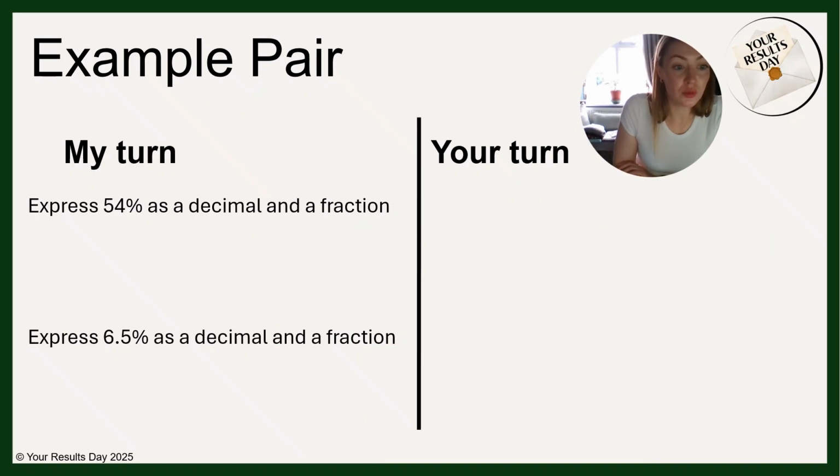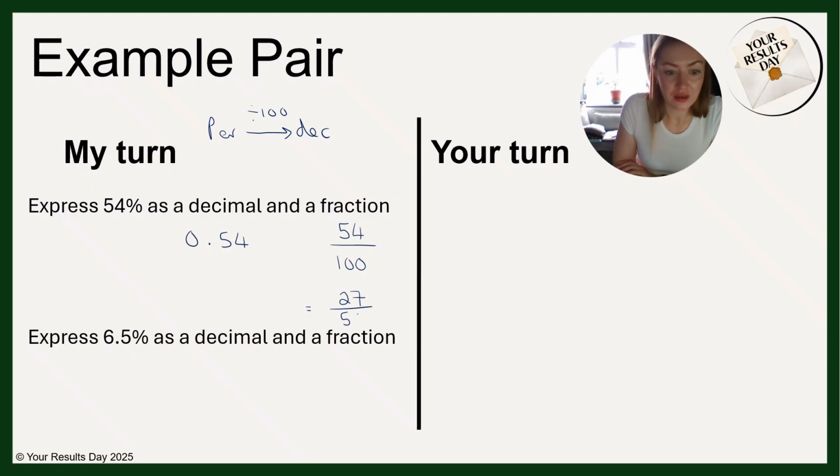So 54% as a decimal. If we're going the other way from a percentage to a decimal, we're going from the larger scale to the smaller scale. So we'll divide by 100. 54 divided by 100 is 0.54. And likewise, as a fraction, we're going to say it's 54 out of 100, which can be simplified to 27 over 50 if I divide both numbers by 2.